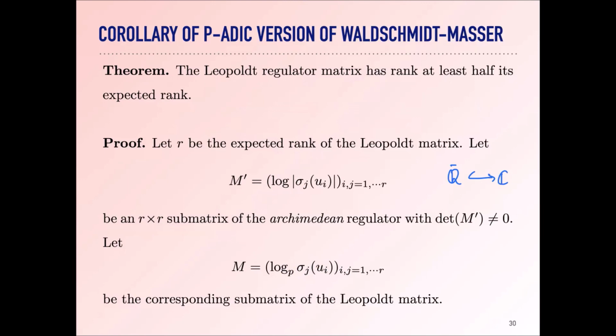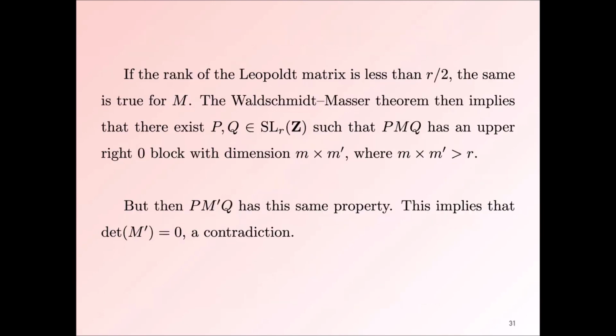And so saying that the p-adic log of something is 0 is basically, in the setting that I have, saying that that number is equal to 1, which means that in the Archimedean case it's equal to 1. So you're taking the Archimedean log and it's also 0. Okay, so that implies that the determinant of this m prime is 0, because this zero block is so big that it implies that the determinant of that matrix is 0. And now P and Q are invertible matrices, so that means that the determinant of m prime is 0. But we know the determinant of m prime is not 0 because the Archimedean regulator is non-vanishing.